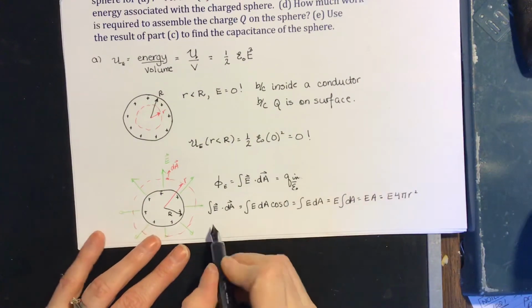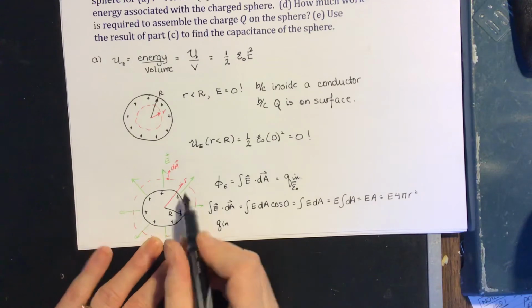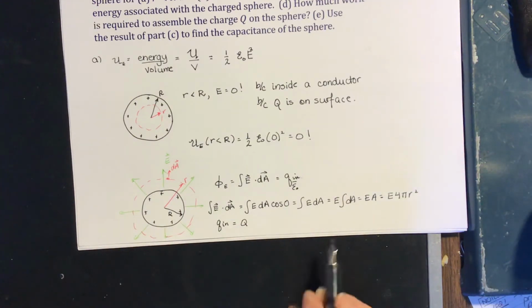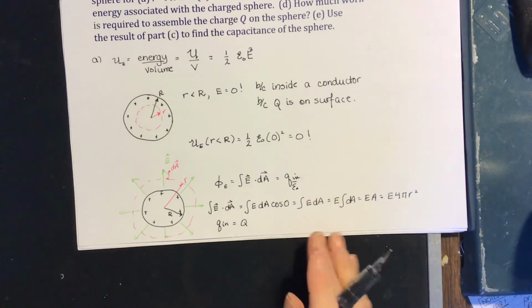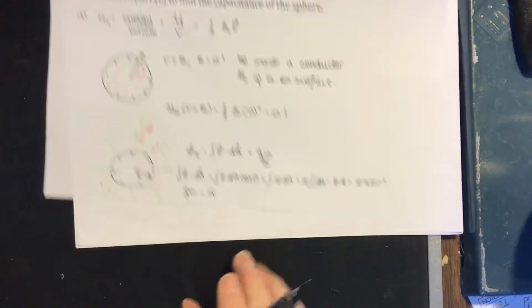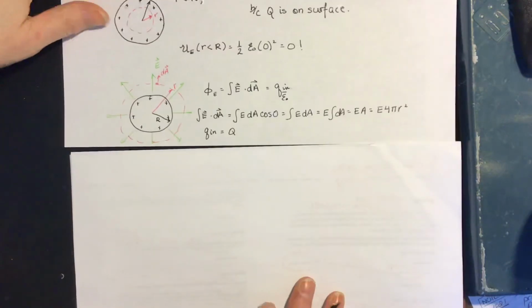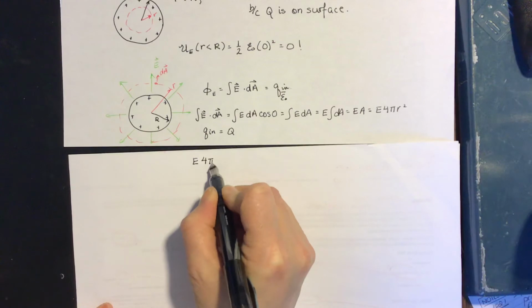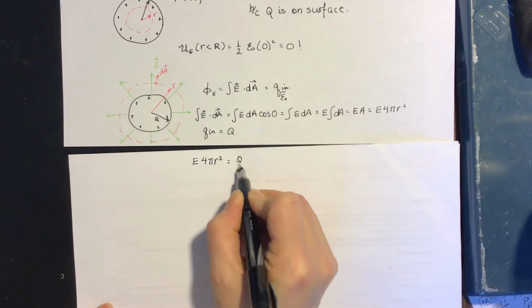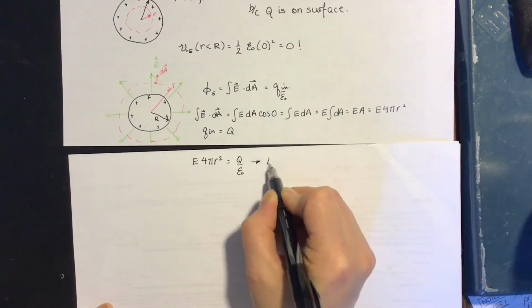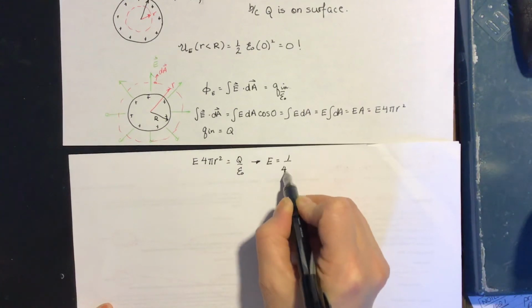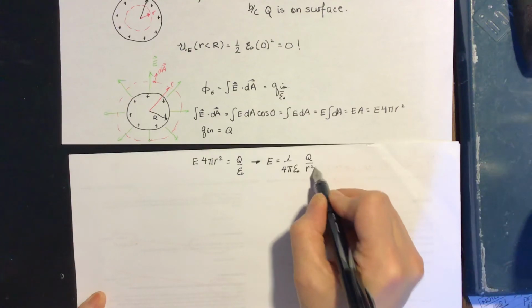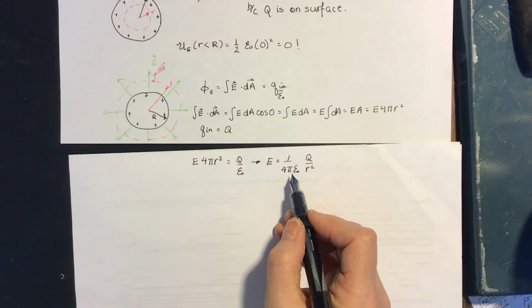The Q inside is the net amount of charge inside our Gaussian surface. That's the total charge on the conductor Q. Now let's put these together and solve for the electric field somewhere on this surface. So E is 1 over 4 pi epsilon naught times Q over r squared. And if you prefer, you could write that as k, Coulomb's constant.